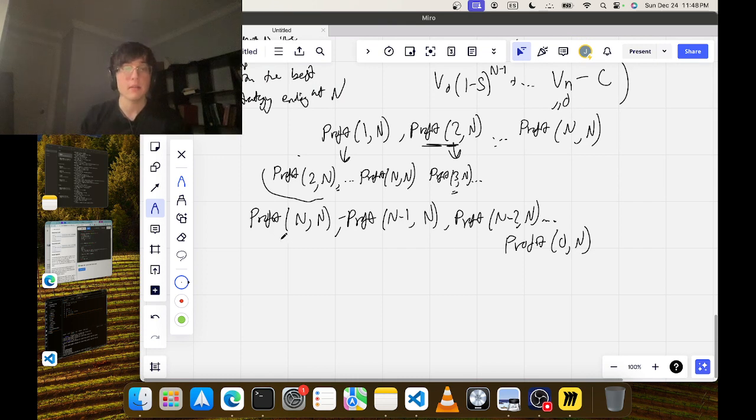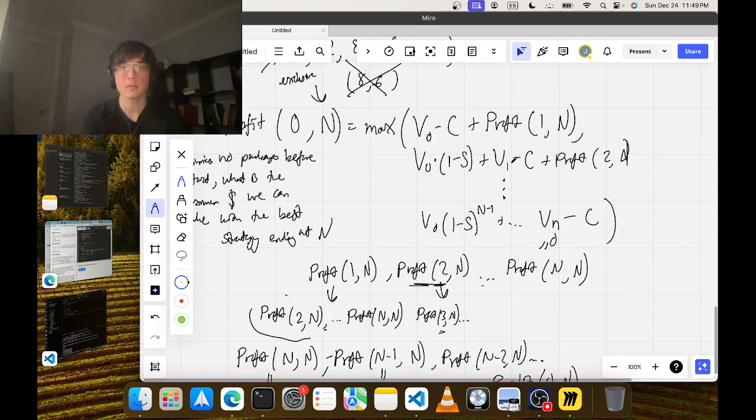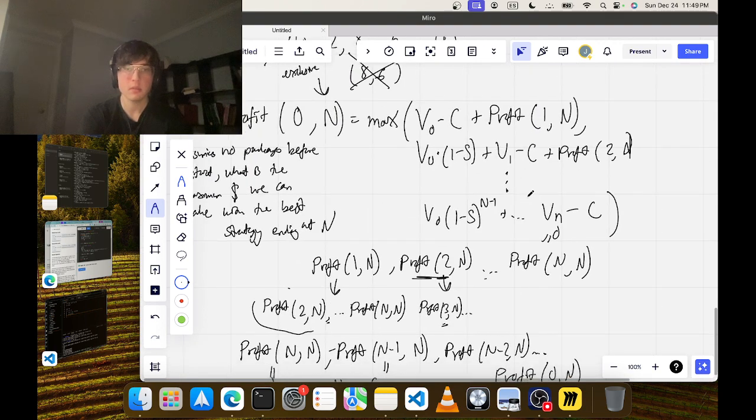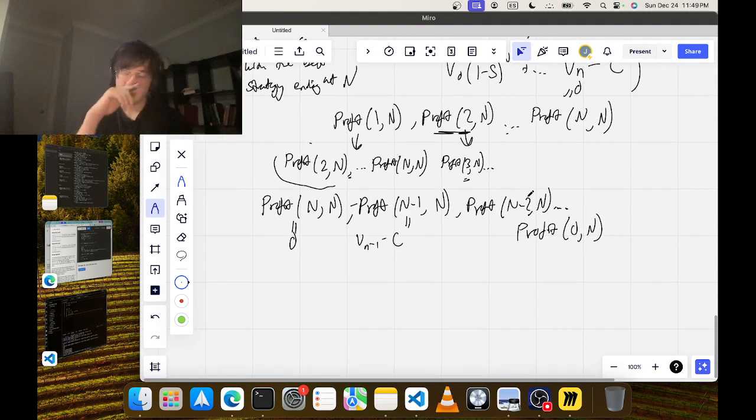So profit n to n is probably 0. Profit n minus 1 to n is probably just take the package or not, so v n minus 1 times minus c. And then profit n minus 2 to n, according to this, will probably be like 2 possibilities. So yeah.